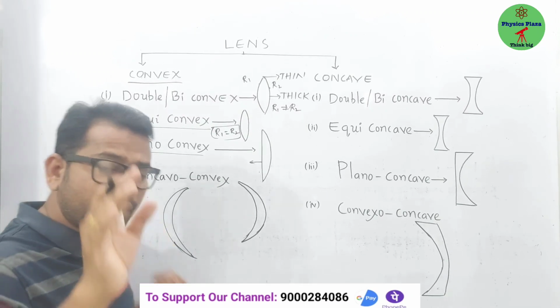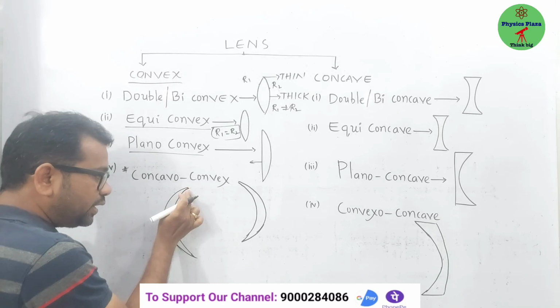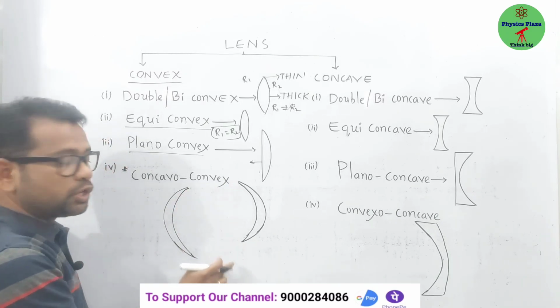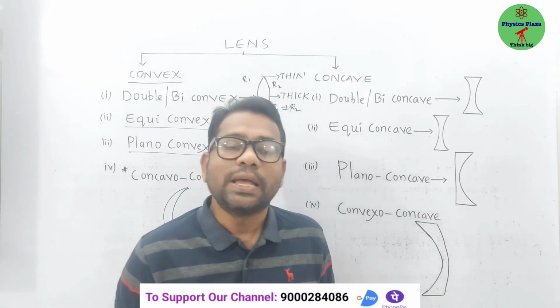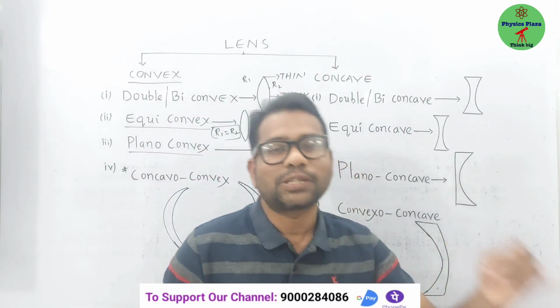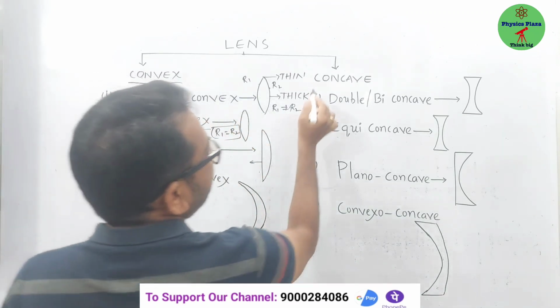Children, remember that the convex lens itself, in the middle it should be thick. At the periphery, it should be thin. That's it. So finally, how does this convex lens behave, children? Yes, it behaves like a convex lens only. Clear? Fine.